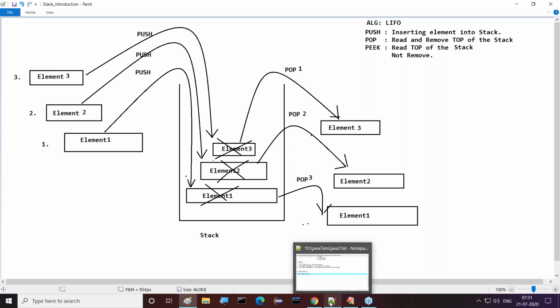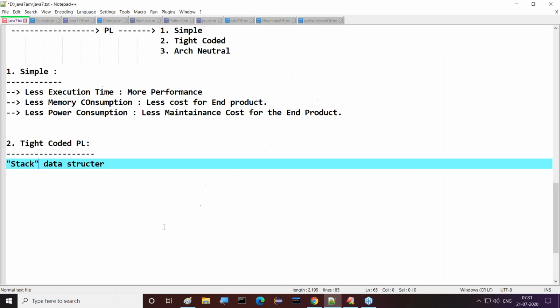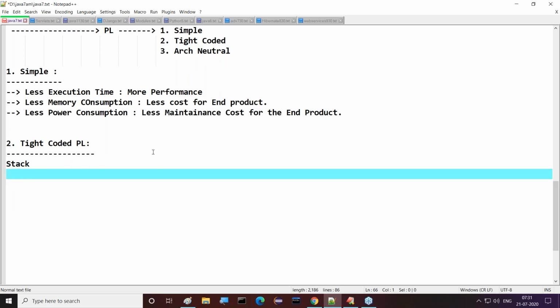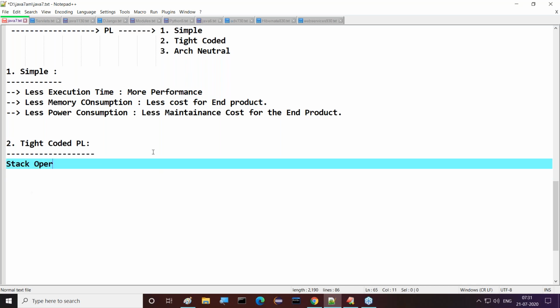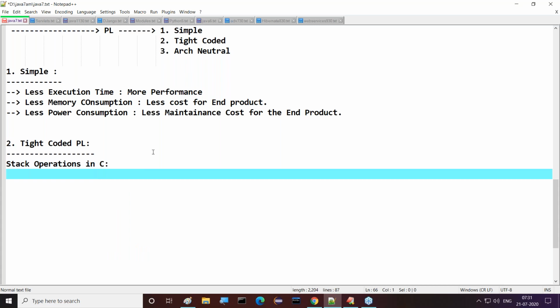Now we understood what is stack. What are the various operations of the stack, that we understood. That's perfect. Now leave this, guys. Now come for our point here. For example, I have a stack. I want to implement stack operations in C, in C programming language. I want to perform the stack operations in C.